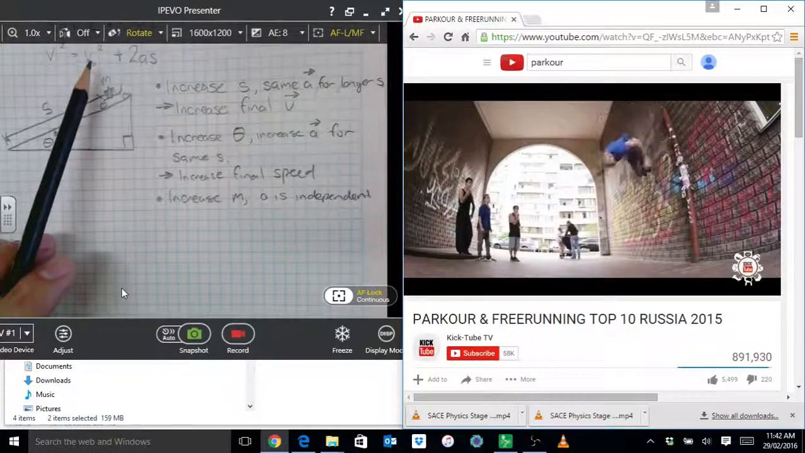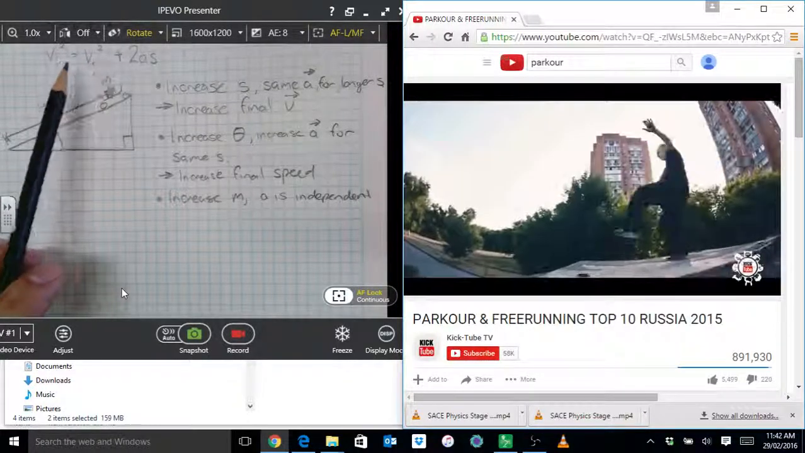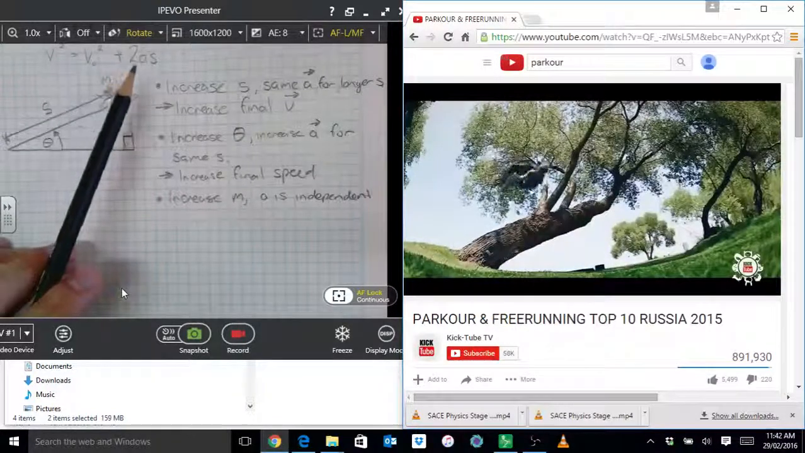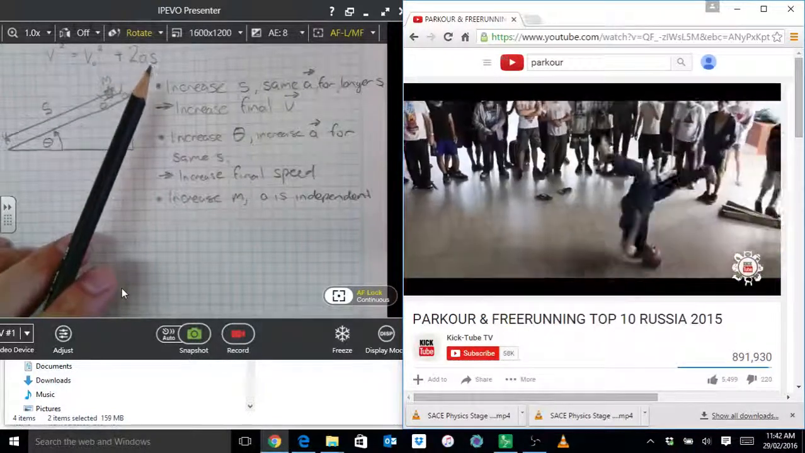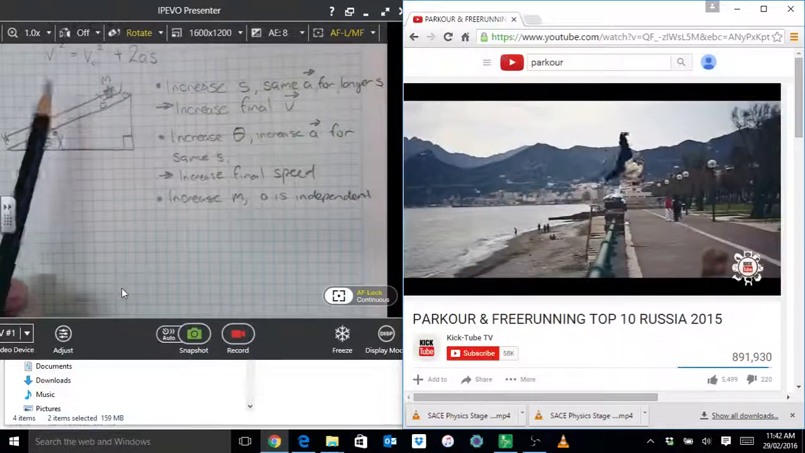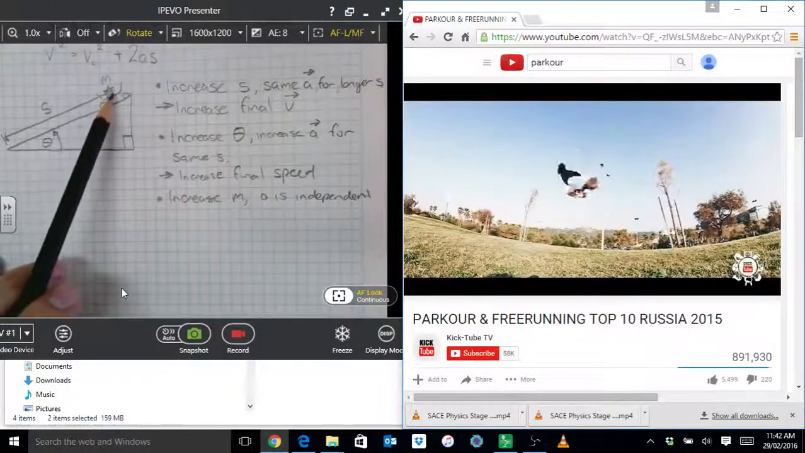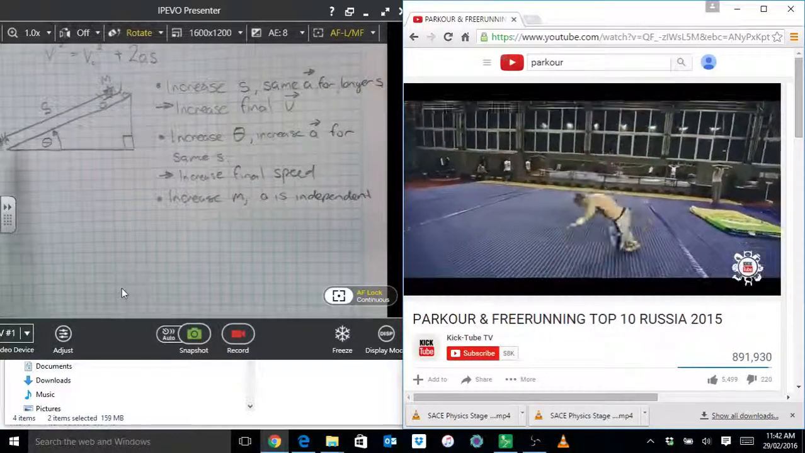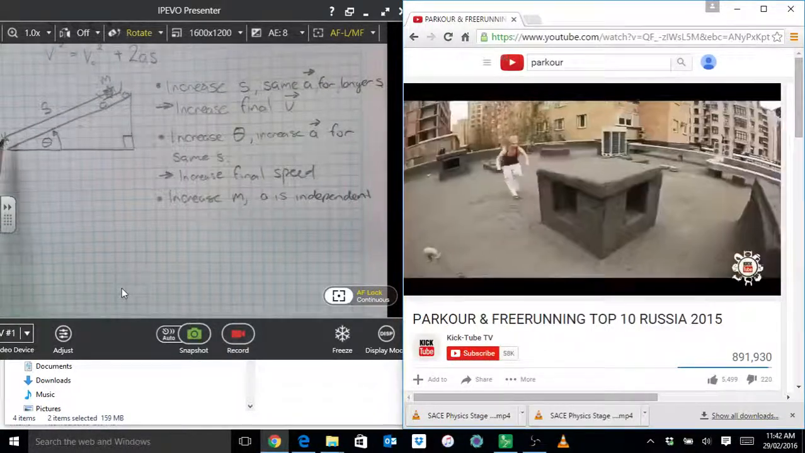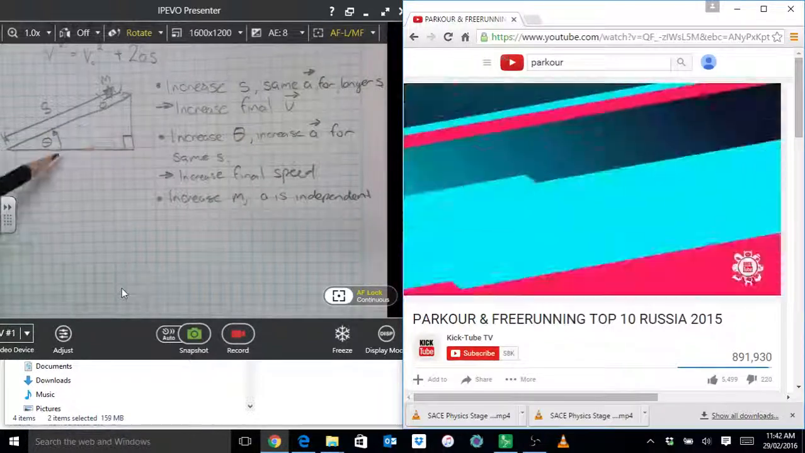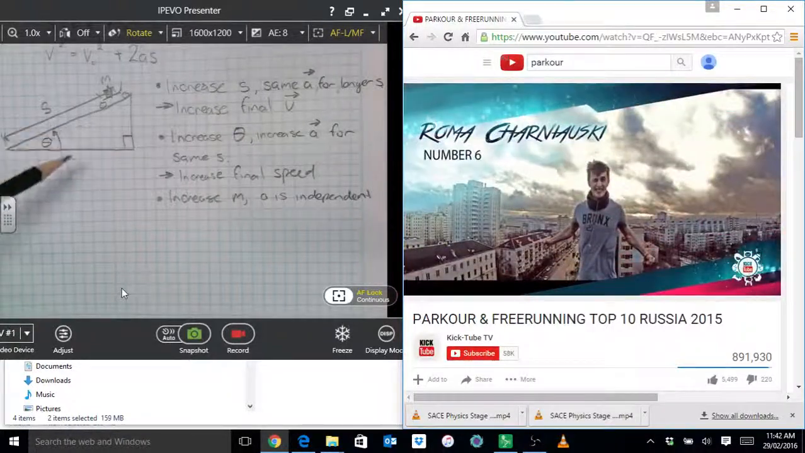Now, the initial speed is 0 for this. So basically, v squared, final speed squared, equals 2 times acceleration times distance. If you increase your distance, you increase your final velocity. So if you start up higher, you accelerate at the same rate, but you've got further to travel, so you'll pick up more speed.